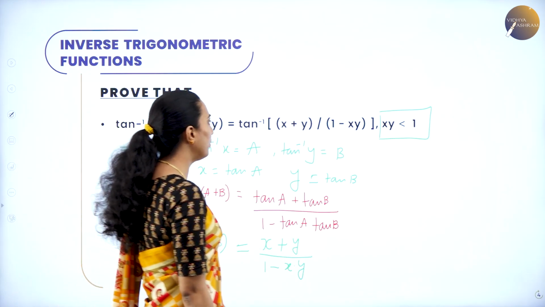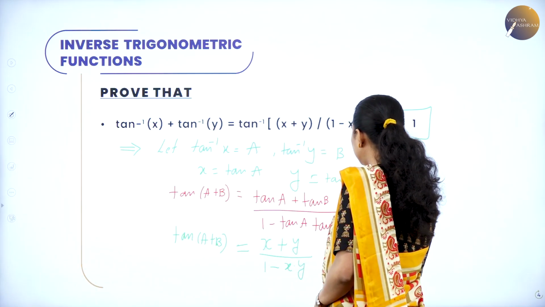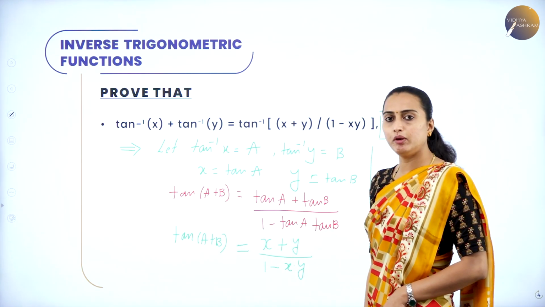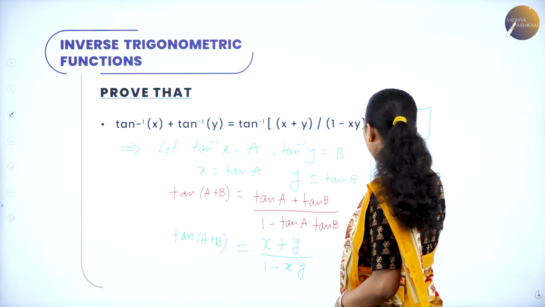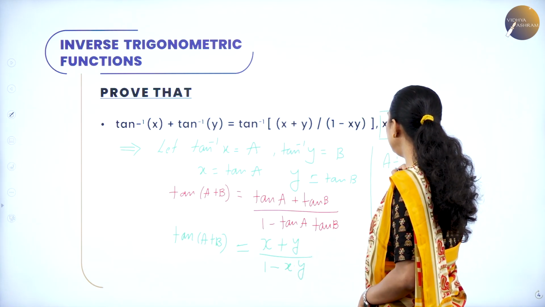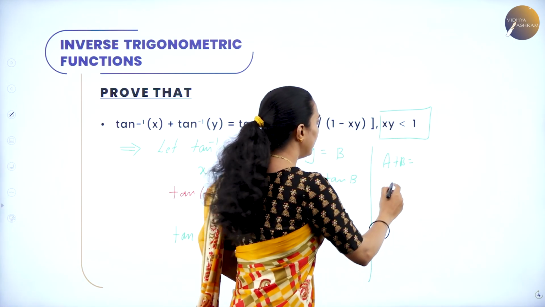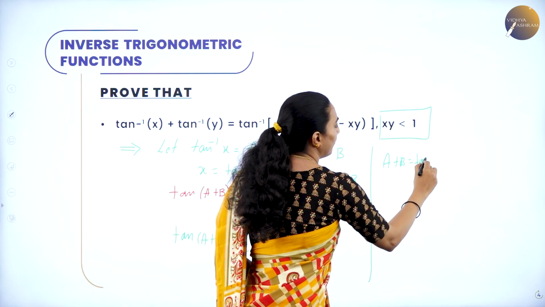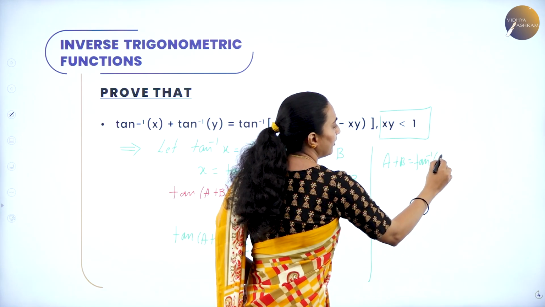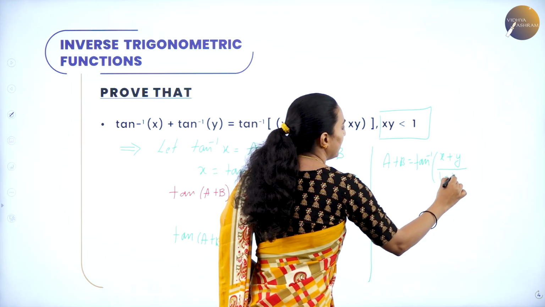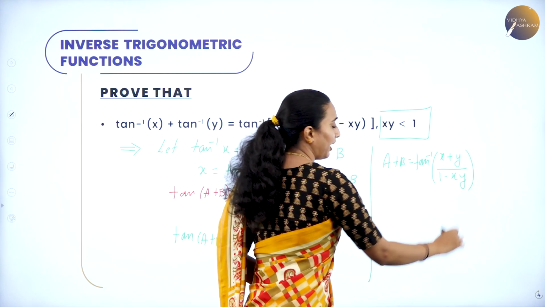So therefore, now we are going to have here, what is that? A plus b, take tan to this side, what it will become? Tan inverse. Therefore, I can write it as a plus b will be equal to tan inverse of x plus y divided by 1 minus x into y. We arrive at the proof now.